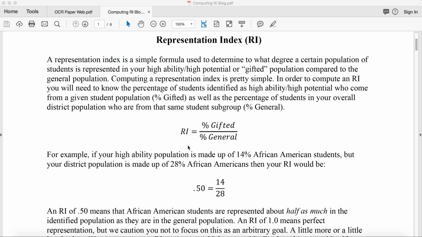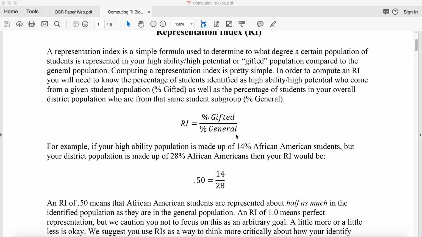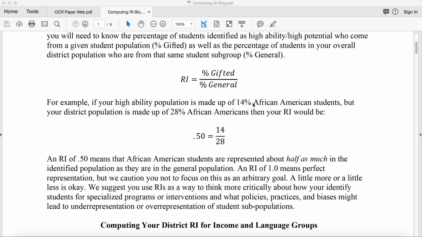But all a representation index is, is the ratio of how much a group is represented in your gifted population to how much it's represented in your overall K-12 or K-8 school population. So the example I have here is, let's pretend that your gifted or high ability population is 14% African American. However, your district is 28% African American, so we just take 14 over 28, and that gives us a representation index of 0.5.